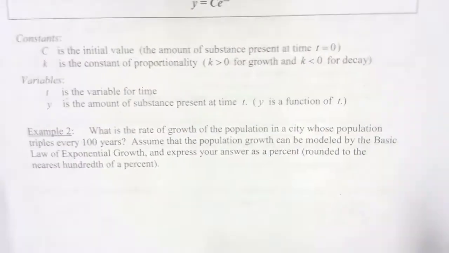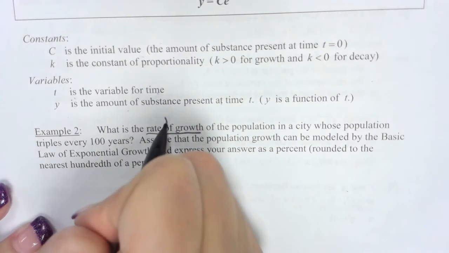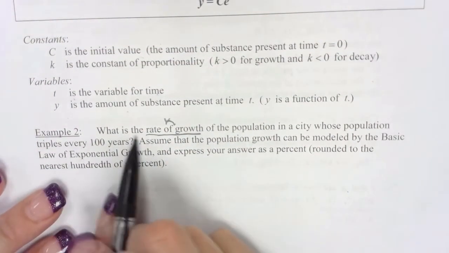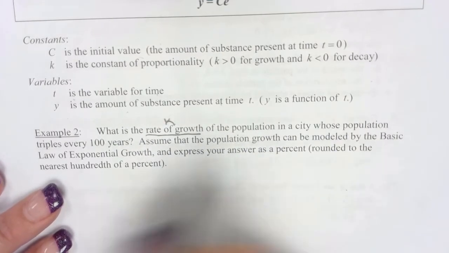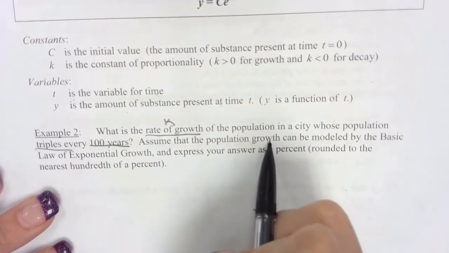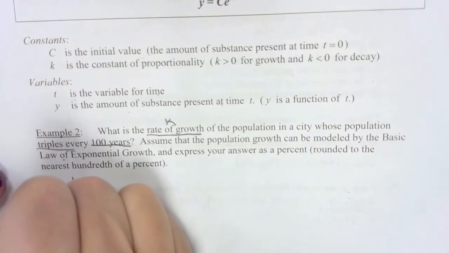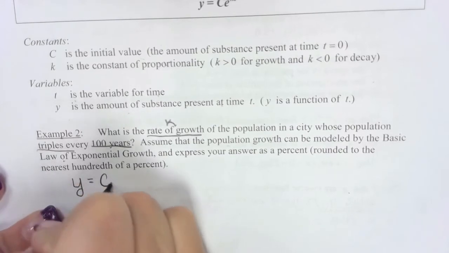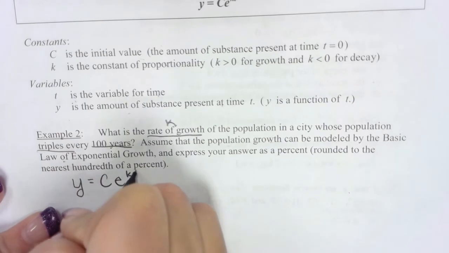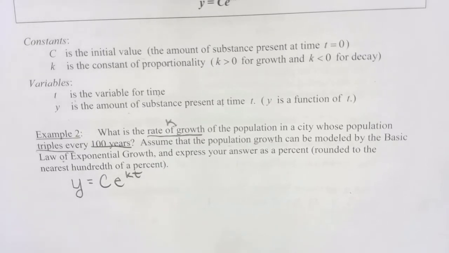So let's do one example here. What is the rate of growth? So we are finding k. What is the rate of growth of population in a city whose population triples every 100 years? Assume that the population growth can be modeled by the basic law. Okay, so let's start with the basic law. We get y equals c e to the kt. What we don't know is the initial amount. But we know that with whatever we start with, 100 years after, we're 3 times.